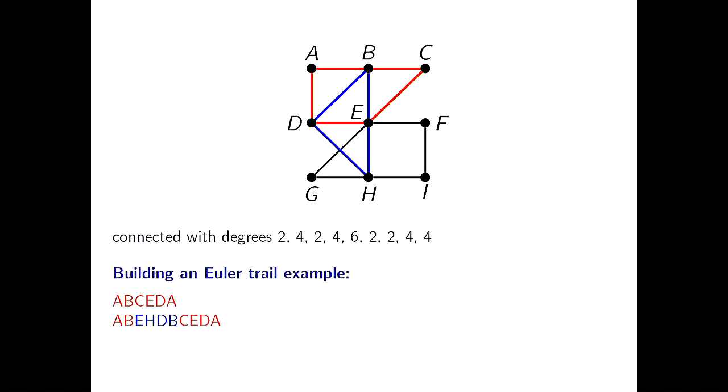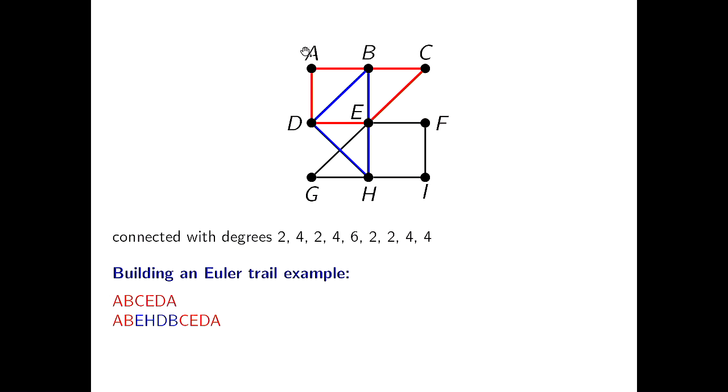And what we're going to do is insert that as a detour within the trail we had before. So our trail before was A, B, C, E, D, A. Obviously, I'm just using colours here to illustrate. Now, our trail is A, B, now the detour, E, H, D, B, and now finish off what we had before, C, E, D, A. Does that make sense? So we inserted this piece within this piece, and now this is our new trail.